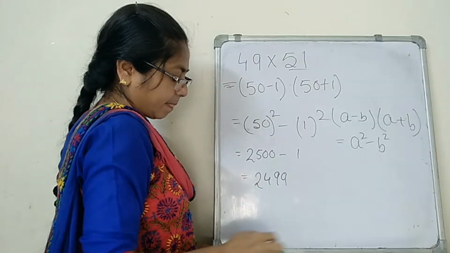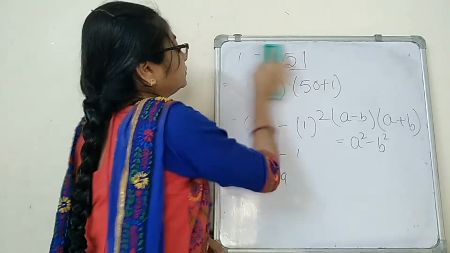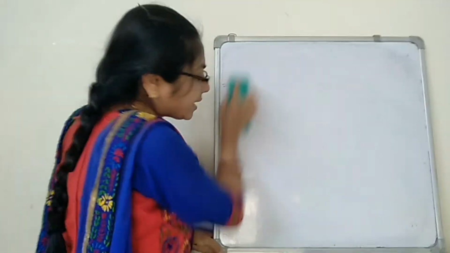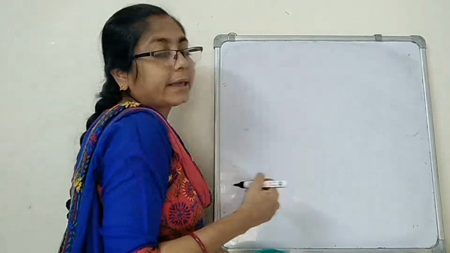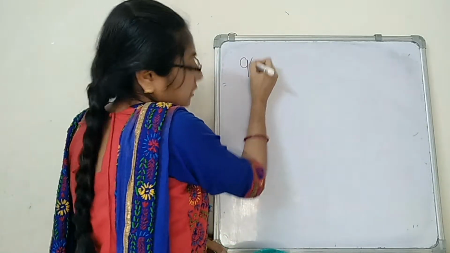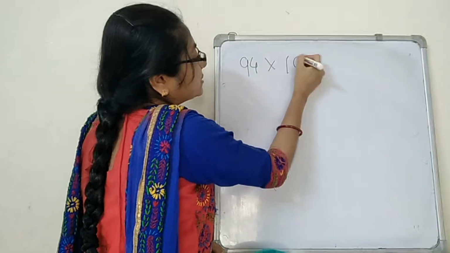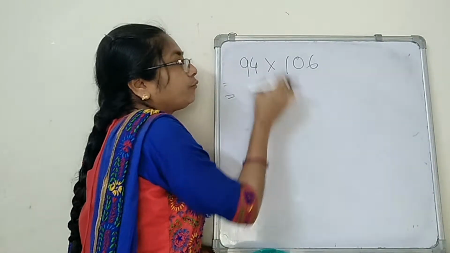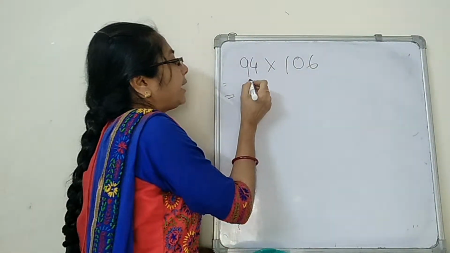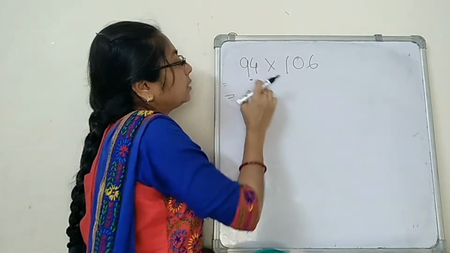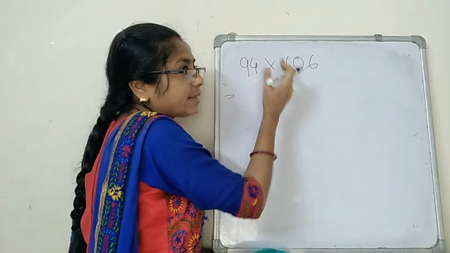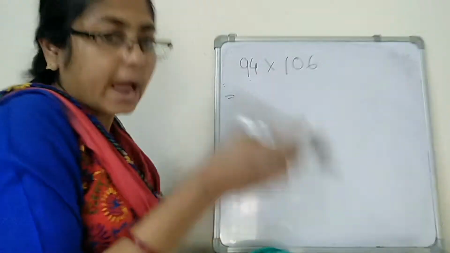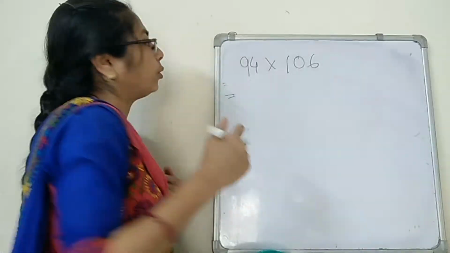Next math. It is the last math for today's class. Please do it aloud. After that, check from the board. 94 into 106. I give a clue for everybody. First, you find the middle number. 94, where the 0 comes. 94, next 0 number is 100. I give a clue. Okay? Now everybody start. I also do. After finishing, check the board.